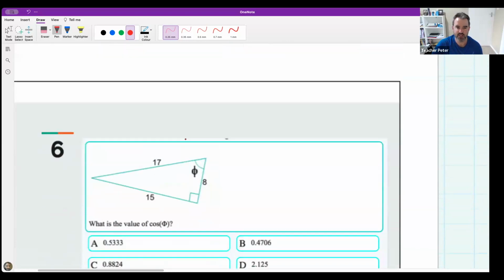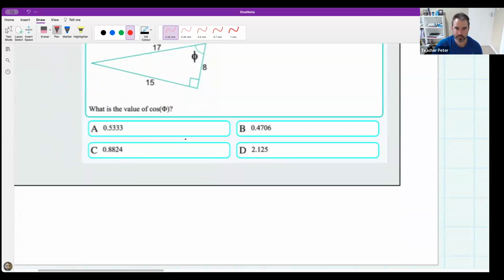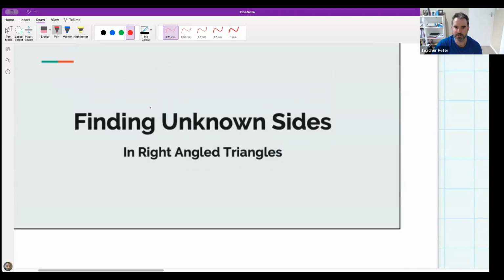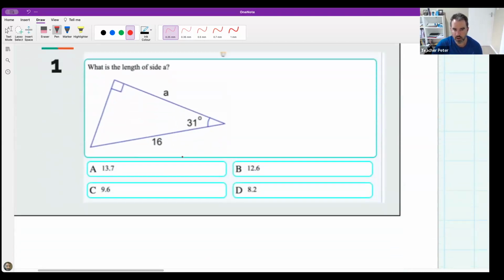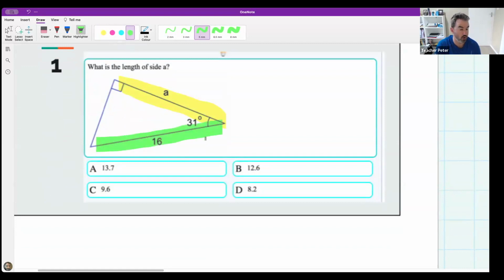Now, the next thing we need to learn how to do is find unknown sides in right angle triangles. So how does this work? Well, the drawing will look a bit different. What you'll have is some unknown side that you need to find out, and you know it's a right angle triangle. You'll also be given a side that you know, and you'll be given an angle. And all you need to do is think, okay, well, that will be O, that will be H, and that will be the unknown.